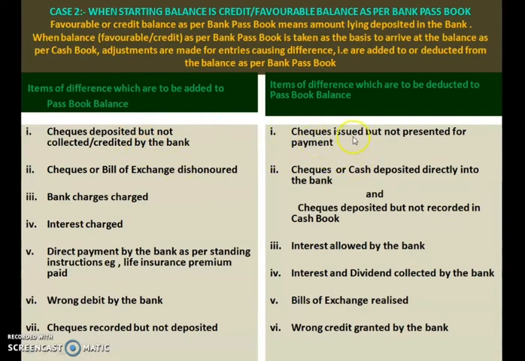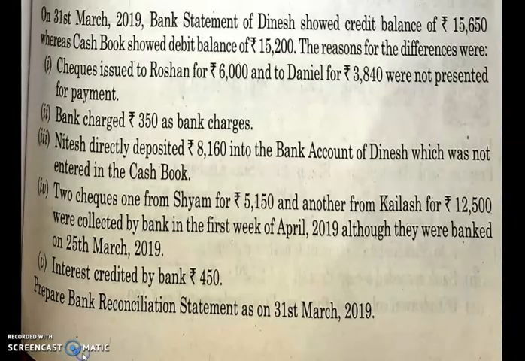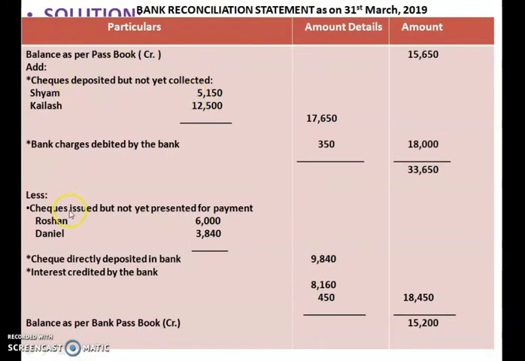So if you look into case 2, the items to be added and subtracted, you can see checks have been issued but not presented for payment. In this case, as per the balance as per passbook, this item is to be deducted, as per the pattern. So you have to deduct that item. Checks issued but not presented for payment, Rohan and Daniel, should be added together and put in the outer column. See, it is a subtraction side. In the cash book you added this item, but in the passbook you have to subtract. Whatever you do with the cash book, the opposite of that you should do with the passbook.